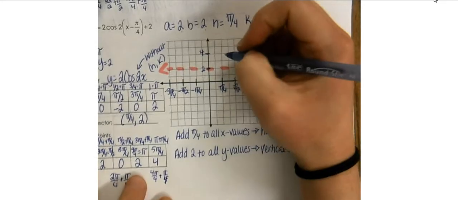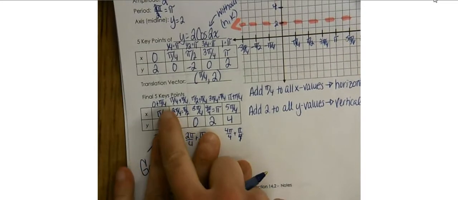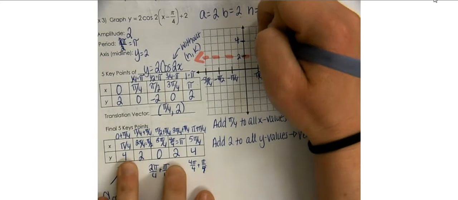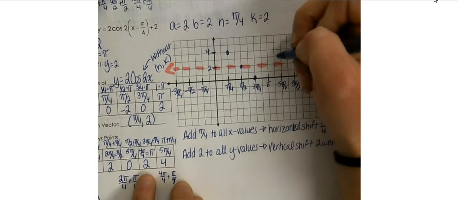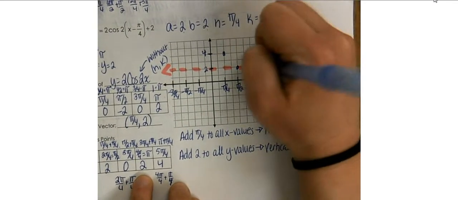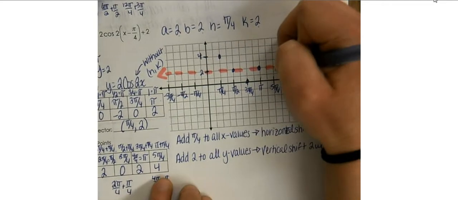So I have pi over 4, so I'm just going to be plotting these points. So I have pi over 4 up to 4. Then I have pi over 2 going to 2. Then 3 pi over 4 down to 0. Then I have pi going back up to 2. And then 5 pi over 4 going up to 4.